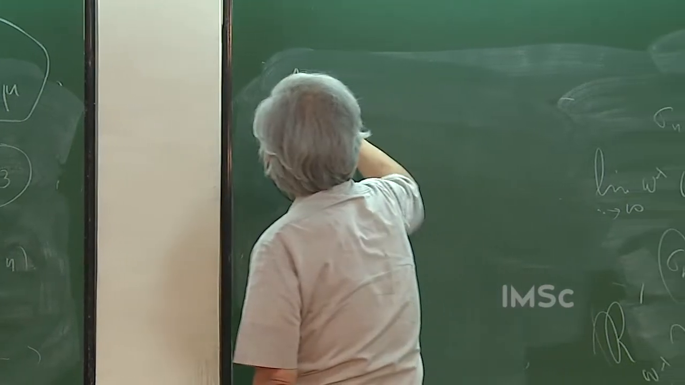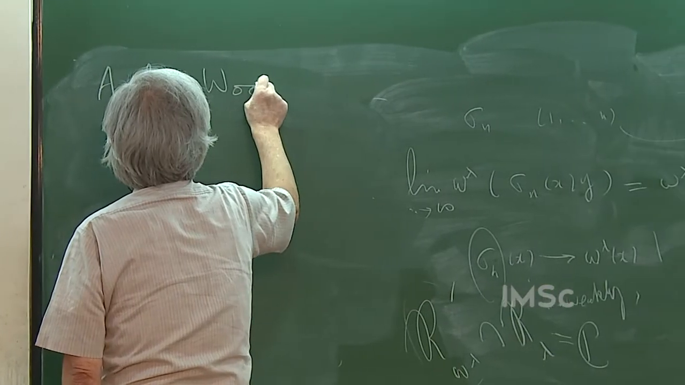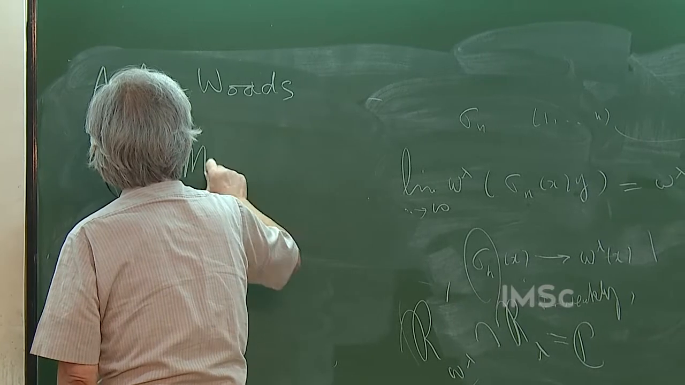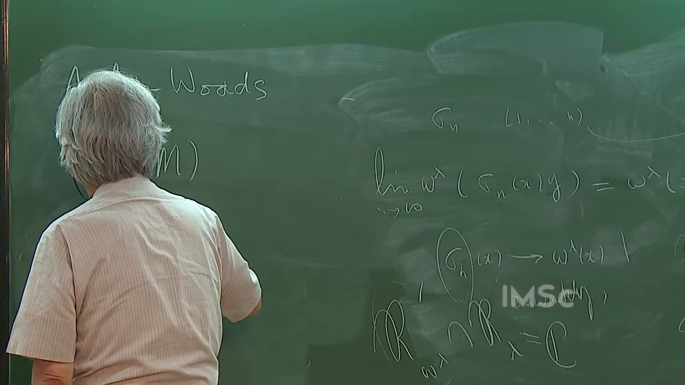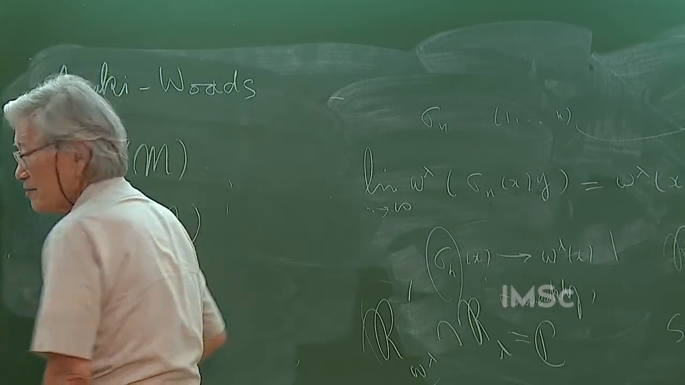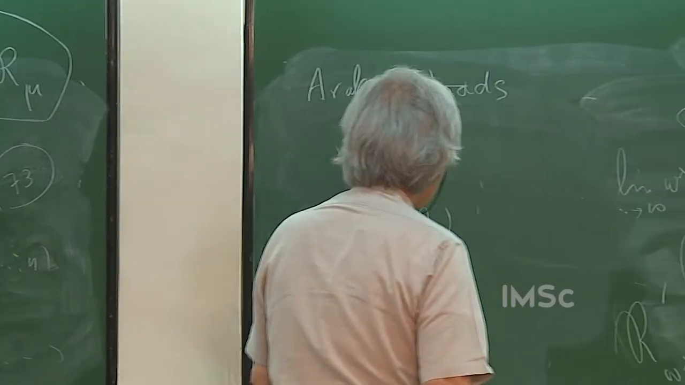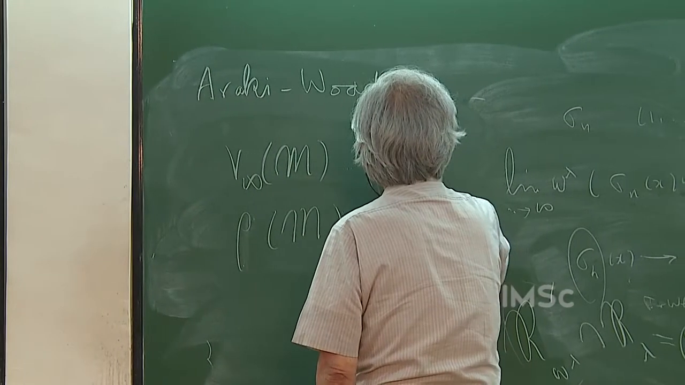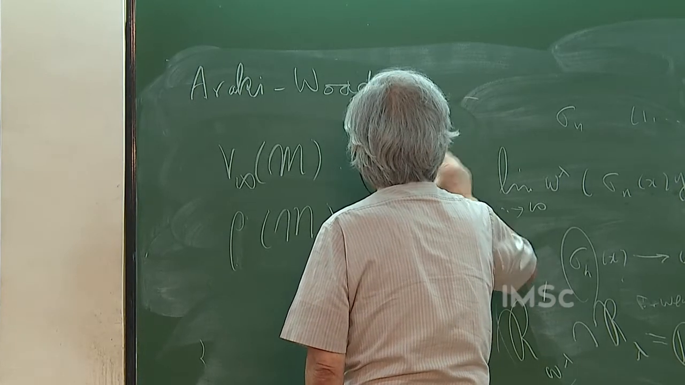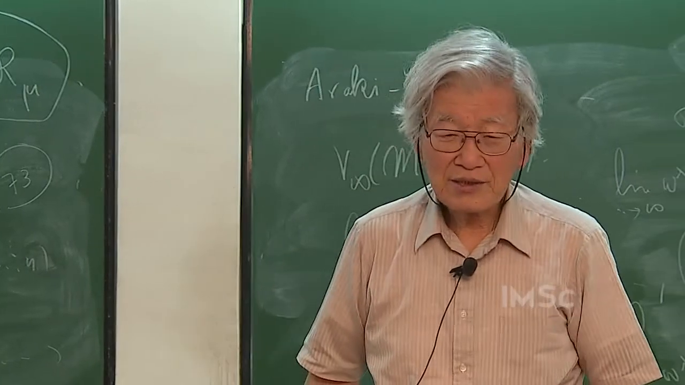And then Araki and Woods introduced the asymptotic ratio set and the ratio set of M, distinguishing type III factors. The published one is '69.